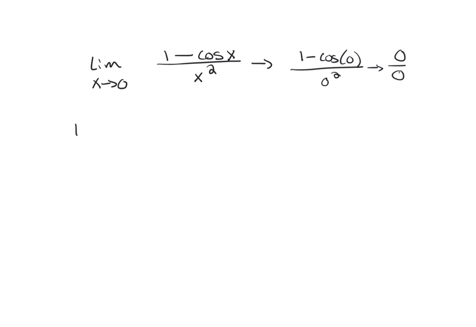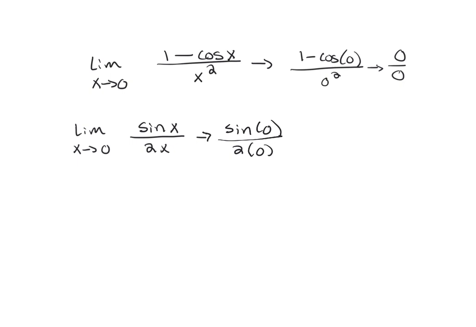So let's take the derivative. Okay, derivative of the numerator. So there's negative 1 and then negative sine x, so that would go back to just positive sine x. Derivative of the denominator is 2x. Okay, let's plug in 0. Sine of 0 over 2 times 0. We get 0 over 0 again.